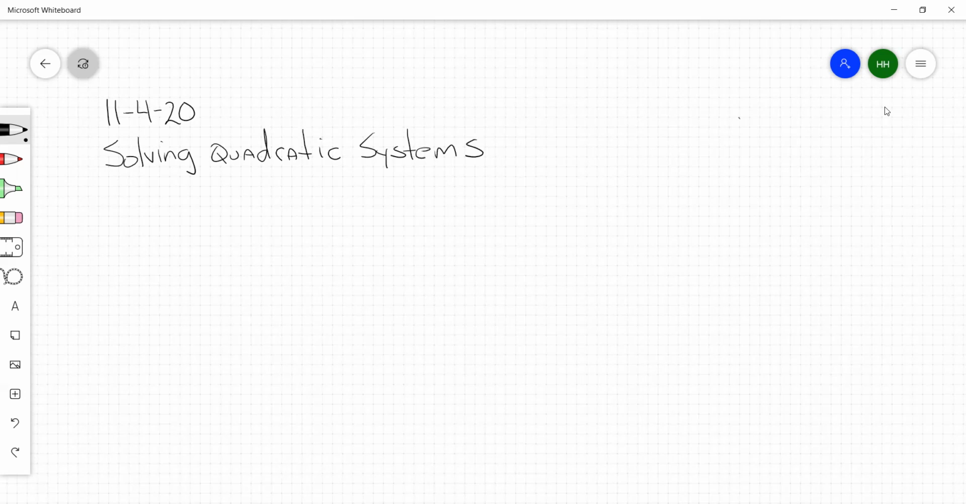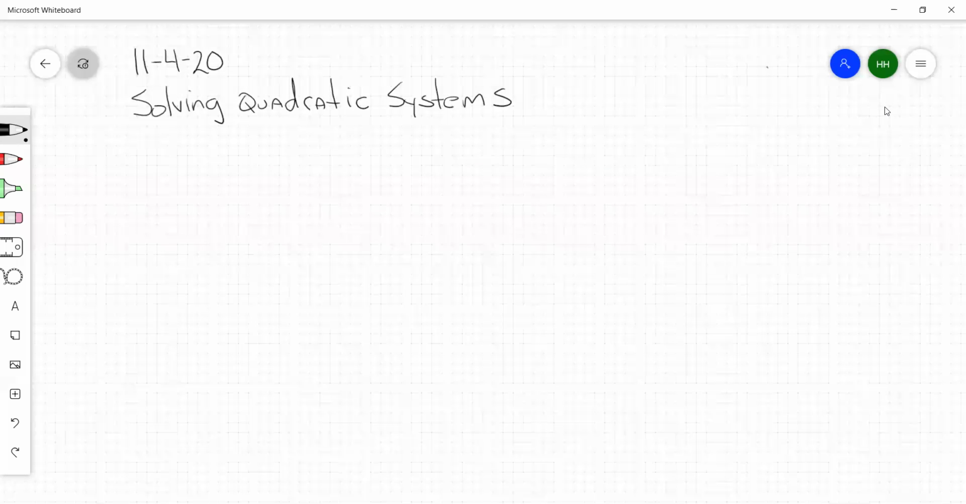Now, you can do that by graphing, but sometimes it's not real accurate. And you can also do it by substitution, which is extremely accurate. So what we're going to do today is solve some of these quadratic systems. We're going to use substitution, and we're going to use what is almost like a manipulation technique.